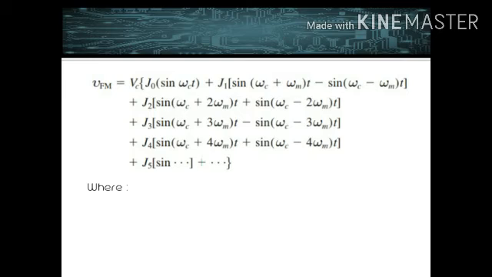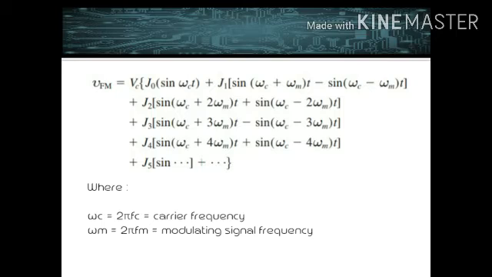Now, that will be the result of the Bessel function, wherein WC is equals to 2 pi Fc for the carrier frequency, and Wm is equals to 2 pi Fm, or the modulating signal frequency. Now for the Vc is equals to the peak value of the unmodulated carrier.